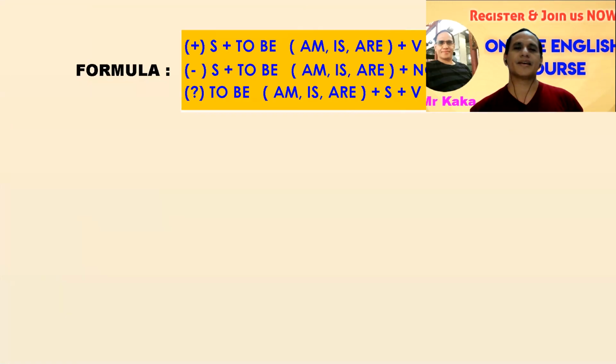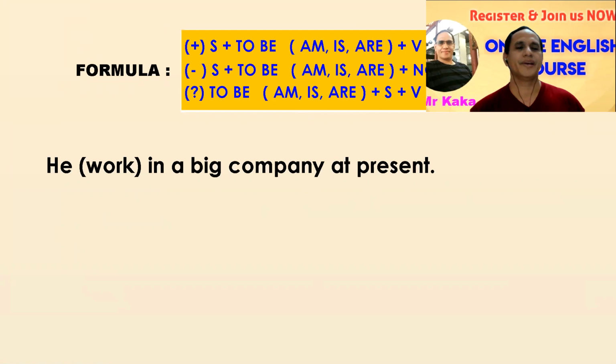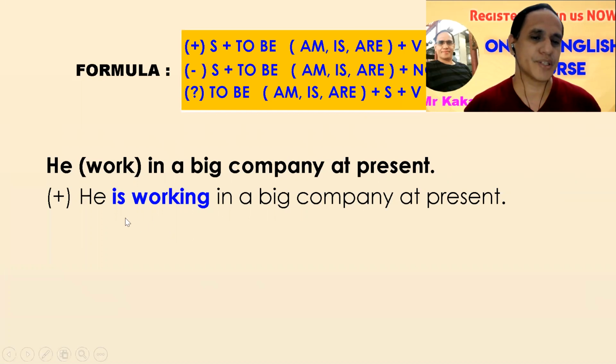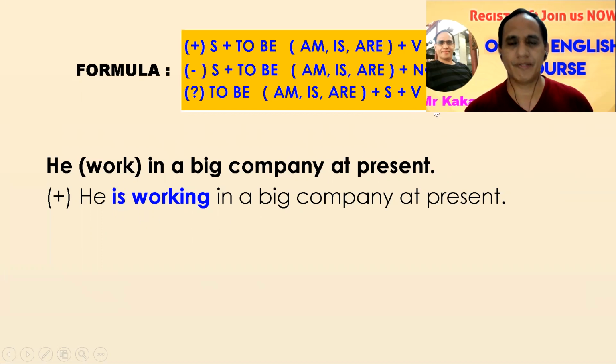Now let's see the next example of simple present continuous tense. I put the basic formula of simple present continuous tense, so it will guide you when you want to make a sentence in simple present continuous tense, right? Have a look at the example here. He worked in a big company at present. If you want to change the sentence into the positive form, it will be he is working in a big company at present. This is the positive form: to be is and working, verb in, right?